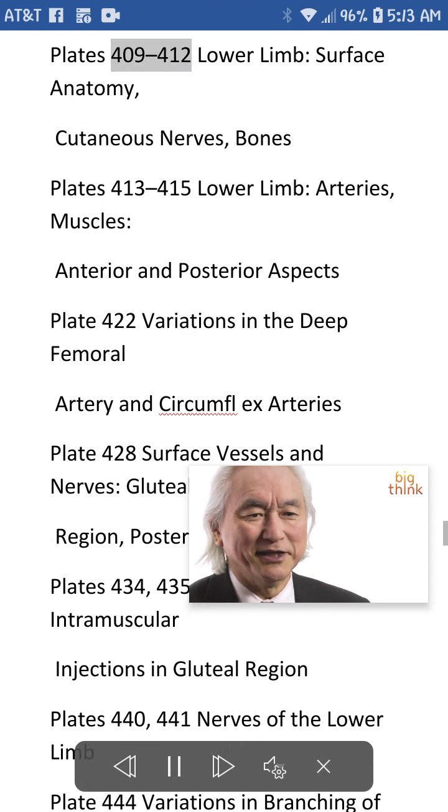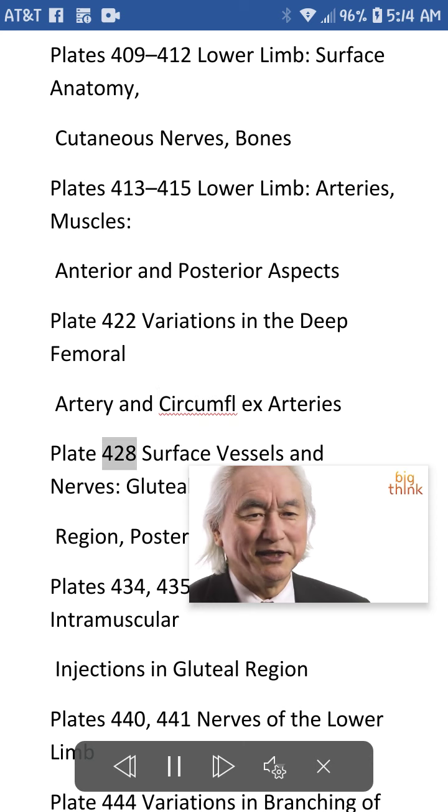Plates 409 to 412, lower limb, surface anatomy, cutaneous nerves, bones. Plates 413 to 415, lower limb, arteries, muscles, anterior and posterior aspects. Plate 422, variations in the deep femoral artery and circumflex arteries.